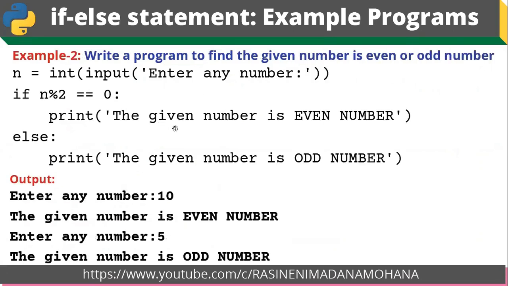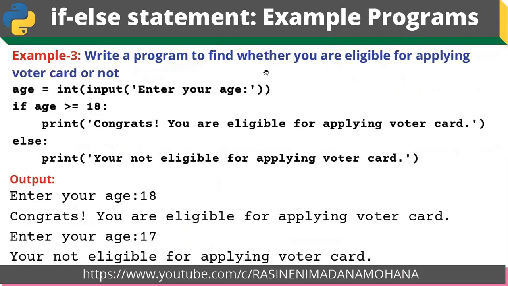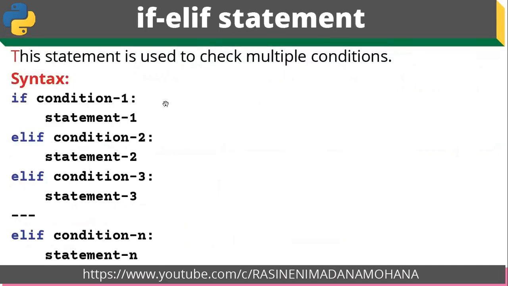This is the second example that we explained, even or odd number. Then the third program, whether you are eligible for applying voter card or not. Then coming to the third conditional statement, the if-elif statement. So what is an if-elif statement? This statement is used to check multiple conditions. In else we have only the false case: if only the true part, else only the false case. So if you want to execute multiple conditions, for that we use the if-elif statement.